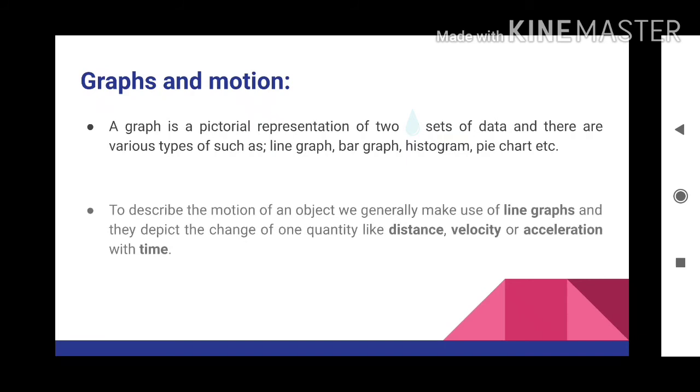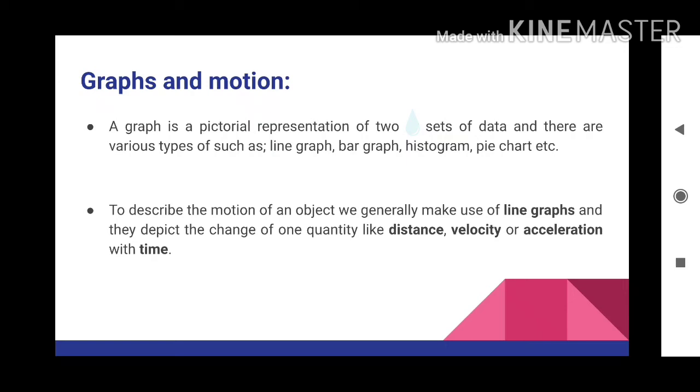So in motion, when we describe motion using a graph, we represent either distance, displacement, velocity or acceleration with time. We define motion to be change of position with respect to time, and change of position includes distance or displacement. So when we represent distance with time, it will give you one type of graph, and when we represent velocity or speed with time, we will get another kind of graph. And there is also acceleration, change of velocity with time, and that gives you another kind of graph.